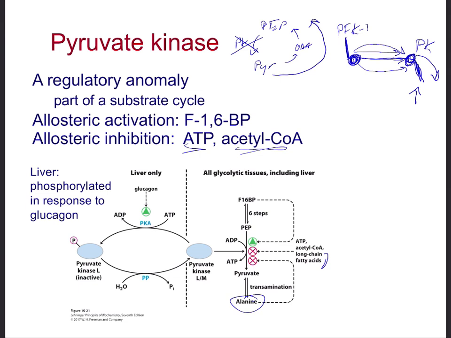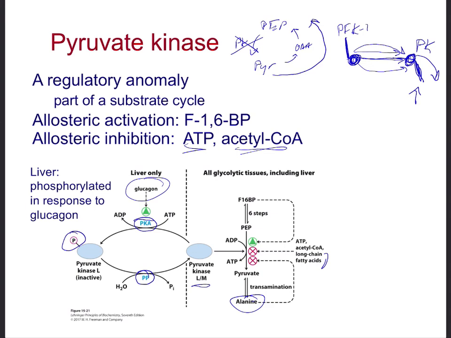If we look at what goes on specifically in the liver, glucagon happens to be a regulator of pyruvate kinase, and it does so by phosphorylation. So we see that in the presence of glucagon, we have this enzyme protein kinase A that sticks a phosphate on pyruvate kinase, puts it into the inactive form. A protein phosphatase will remove that phosphate, converting it back to the active form that we see here.